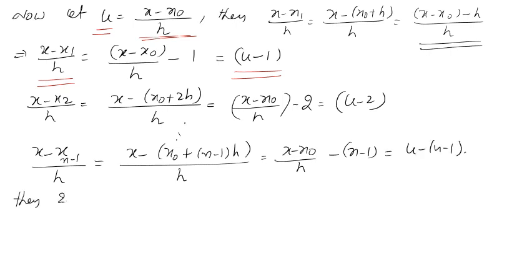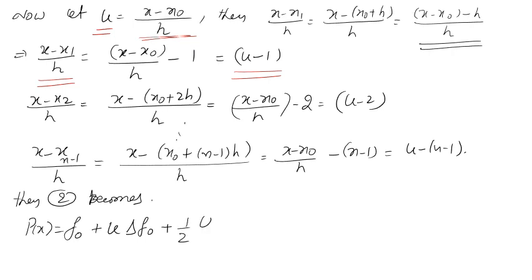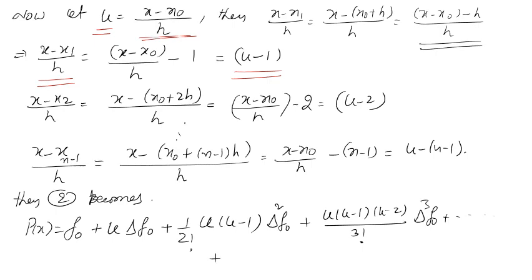Then equation 2 becomes, what is P of x equal to? First one is f naught plus x minus x naught by h, that is u, into delta f naught, plus 1 by 2 factorial u into u minus 1 delta square f naught. Similarly, the next term is u into u minus 1 into u minus 2 by factorial 3 delta cube f naught, and so on. Last term is u into u minus 1, u minus 2, up to u minus (n minus 1), this is totally one term, by n factorial delta power n f naught. This is equation 3.